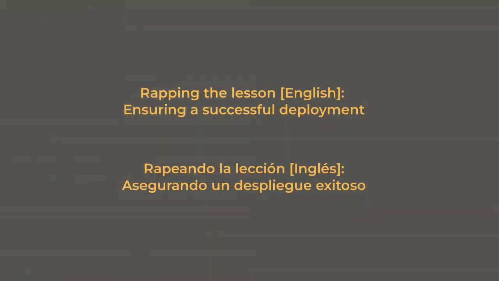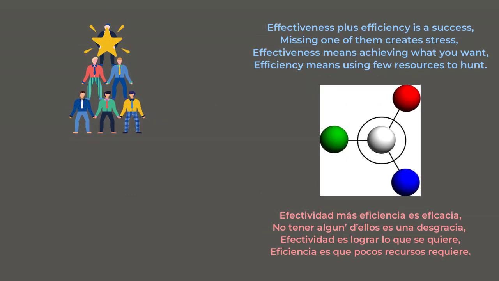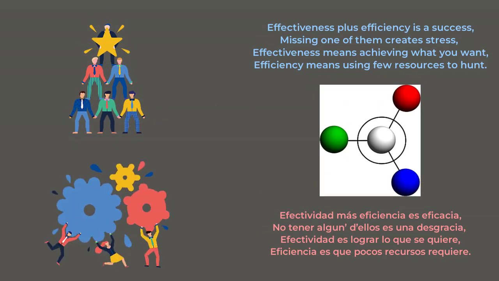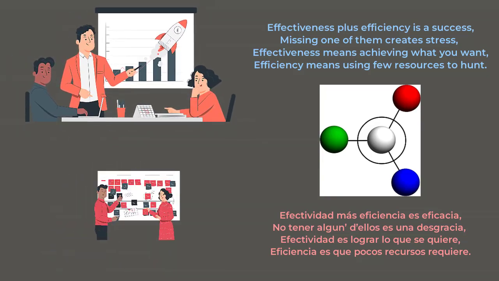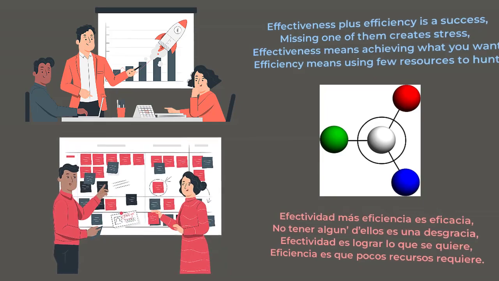Wrapping the lesson, ensuring a successful deployment. Effectiveness plus efficiency is a success. Missing one of them creates stress. Effectiveness means achieving what you want. Efficiency means using few resources to hunt.